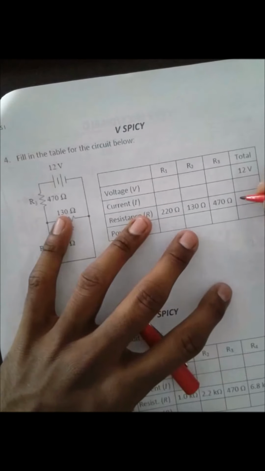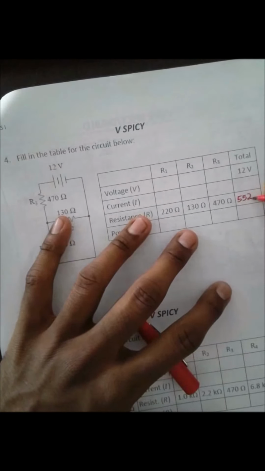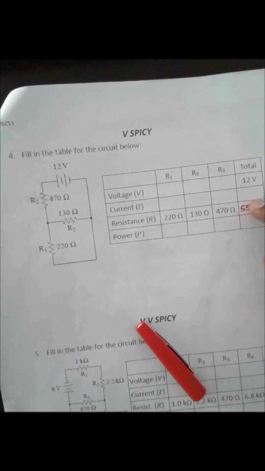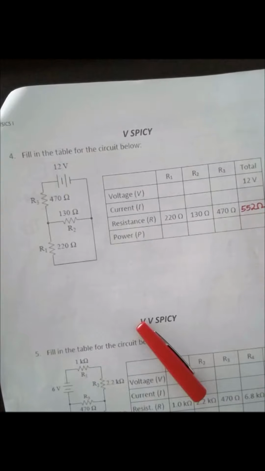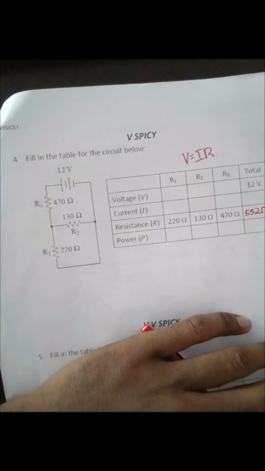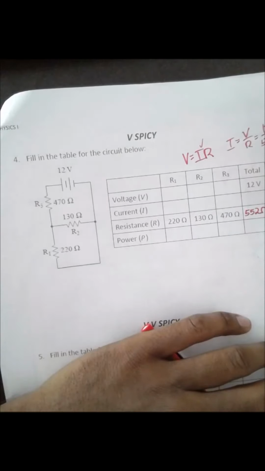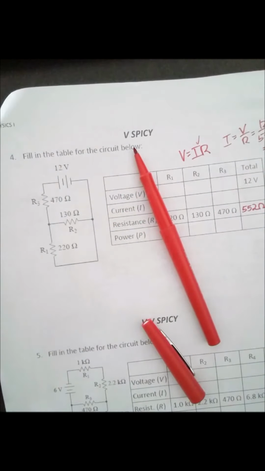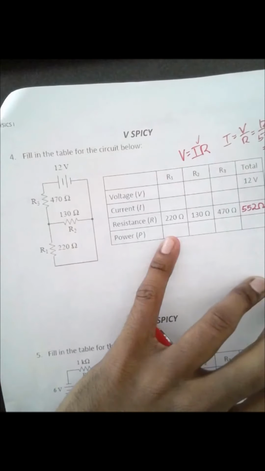Now, let's go back over here and put in the equivalent resistance of 552 ohms. Now, we have to find the total current, because we know that V is equal to IR. If we're solving for I, we know that I is equal to V over R. So you have 12 volts divided by 552 ohms. That should give you 0.02 amps.